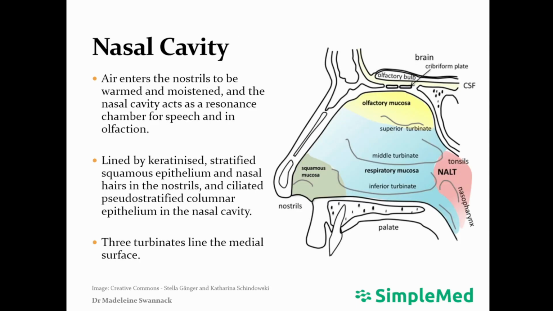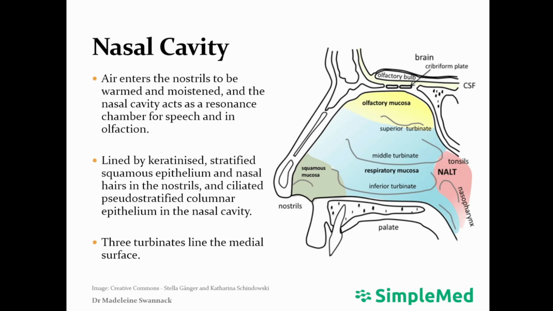The nasal cavity is divided into the left and right sides by the medial nasal septum. Air enters the nasal cavity through the nostrils, which are lined by keratinized, stratified squamous epithelium and nasal hairs to act as filters for particulates in the air. Within the nasal cavity, the epithelium changes to ciliated, pseudostratified columnar epithelium, which is the same epithelial type as the rest of the respiratory system.